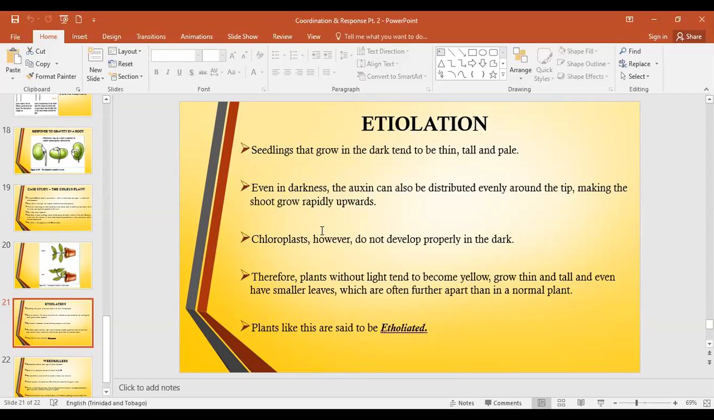So even in darkness, you will have your auxins being distributed evenly around the tip so that the shoot will grow rapidly upwards. But you see, proper development wouldn't occur because of the lack of light. And because you don't have that light, chloroplasts will not be able to develop. So hence, the leaves and the plants would grow yellow and thin, and they would have smaller leaves, and it wouldn't look like a normal healthy plant.